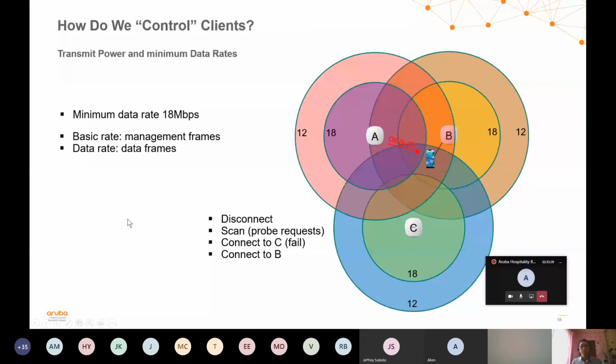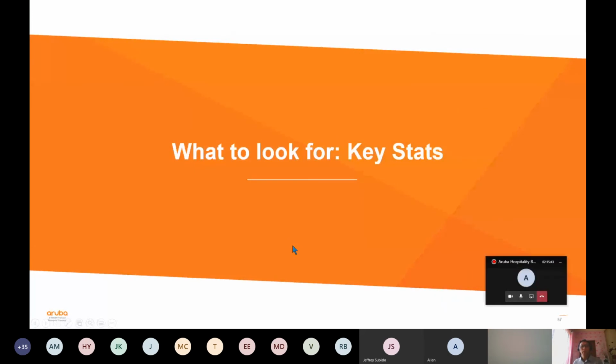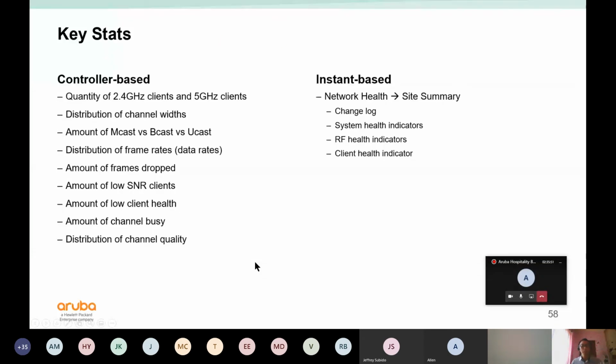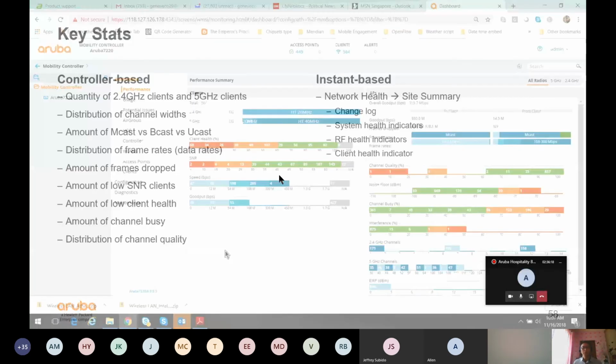And I'm going to go into the key stats quickly to show you what I typically look for when I look at the health of a deployment. There are two scenarios or deployments: the controller-based deployment and instant-based deployment. In both cases, there is information in there. They're slightly different, but it's a similar kind of thing that I try to look for, and it's encompassed in this list here. Now I'm going to give you a visual of it from a dashboard perspective.